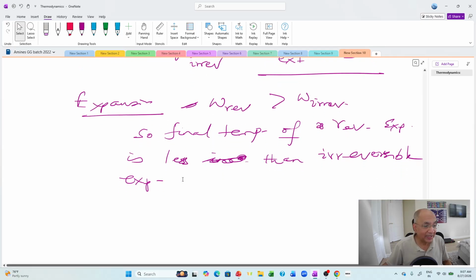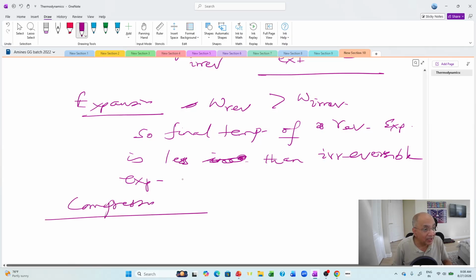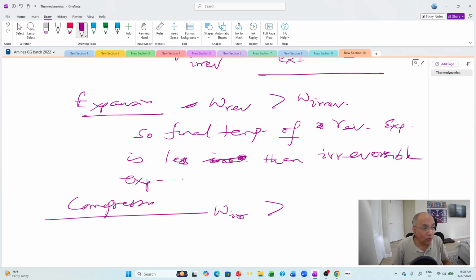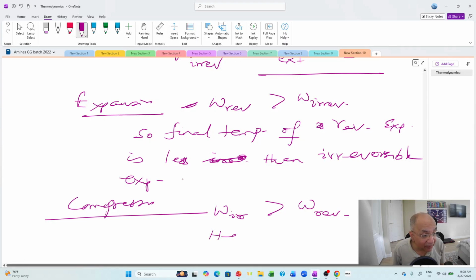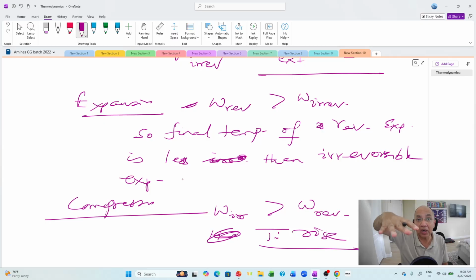And compression is just the opposite. W irreversible will be more than W reversible. And there is a temperature rise. Compression will be done at the expense of our work. I am doing work. The system is not doing anything. The surrounding is doing work. So it is pumping INR, so the bank balance is increasing, the temperature is increasing.